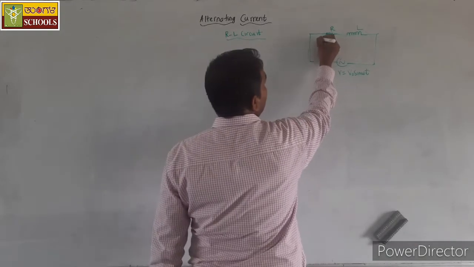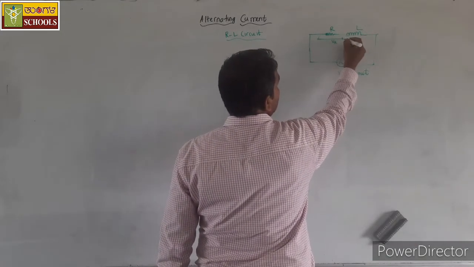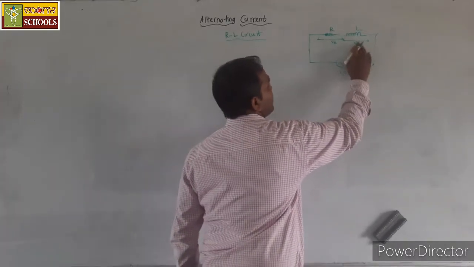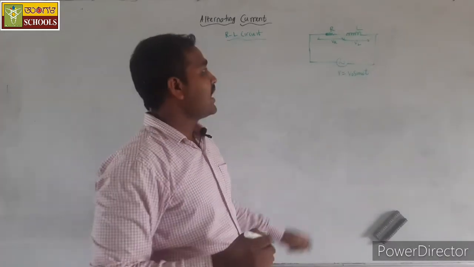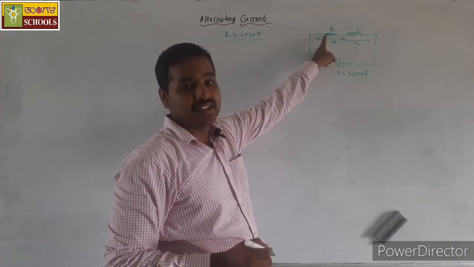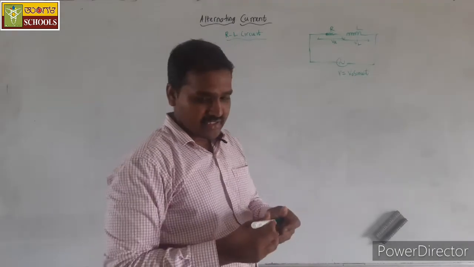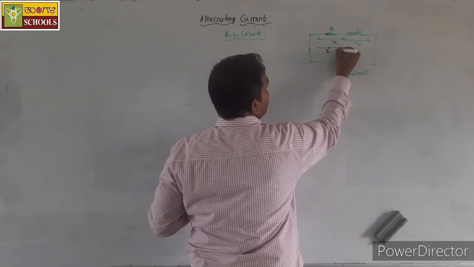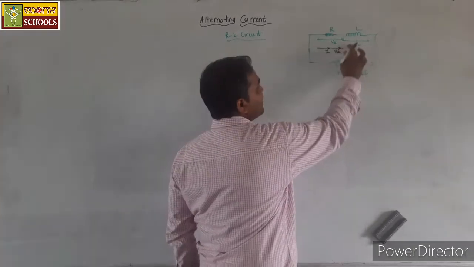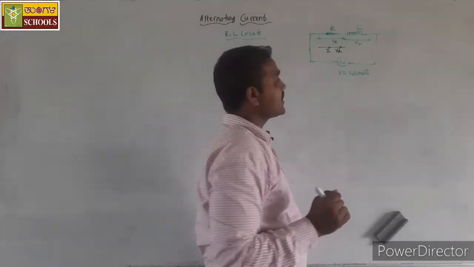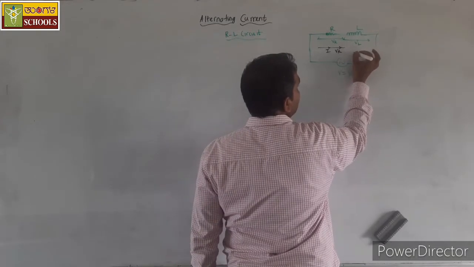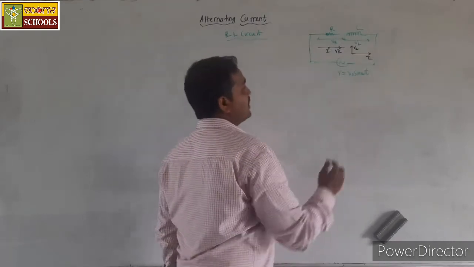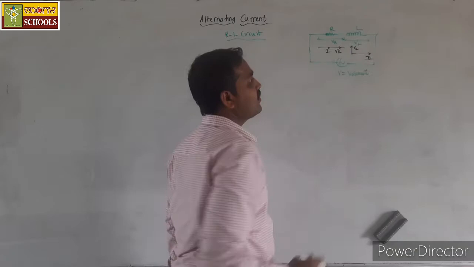Let VR be the voltage across the resistance and VL the voltage across the inductor. We know in the case of a resistor, the current and voltage are in phase with each other. So for the resistor, current and voltage are both in phase. But when we consider the inductor, the current lags the voltage by 90 degrees. So if I show the current along the x-axis, the voltage has to be ahead of this current along the y-axis. This is how the current and voltage vary in the case of an inductor.